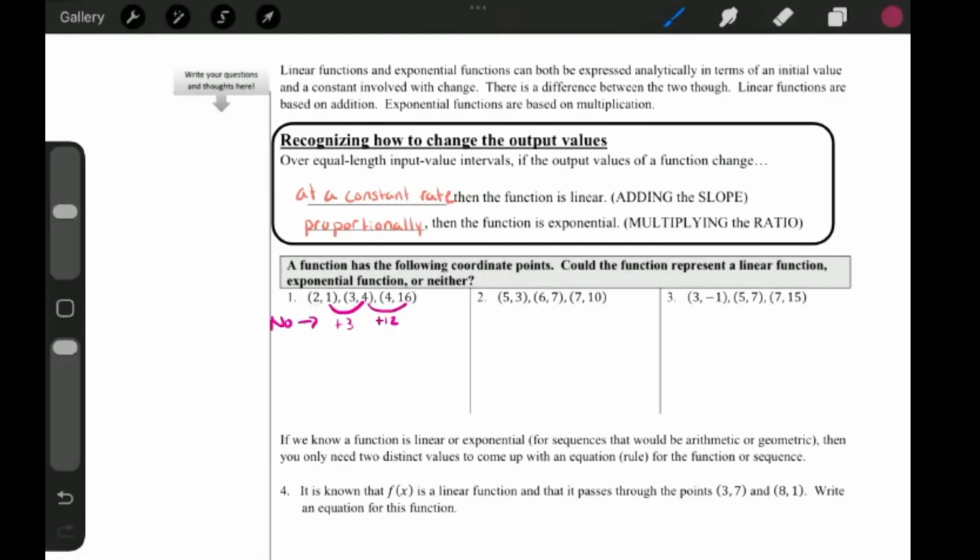Now let's see if we can multiply anything in order to get to the next point. So multiplying 1 times what to get us to 4? We would multiply that by 4. Now, what do we multiply 4 by to get 16? That is also 4. So here, we found it, and this is, in fact, exponential. Perfect. Now let's try number 2.